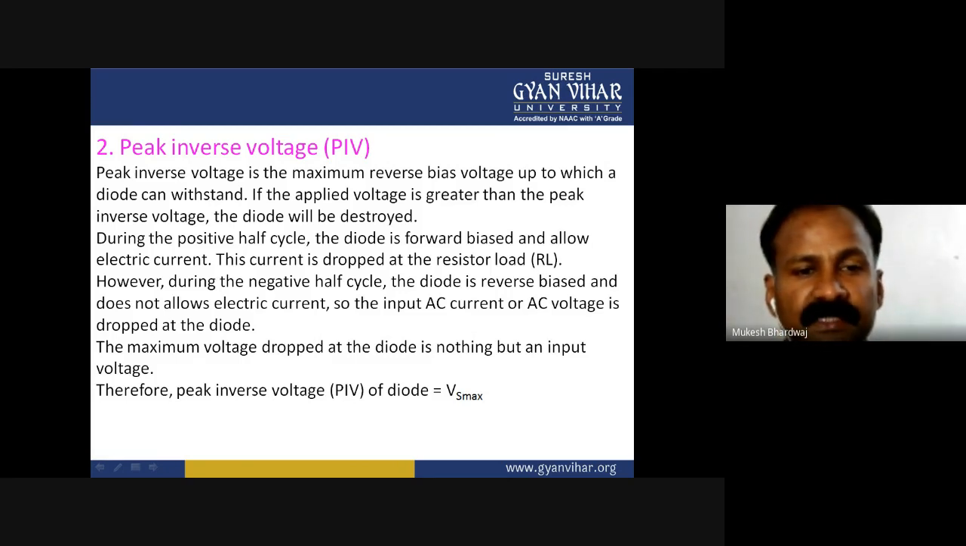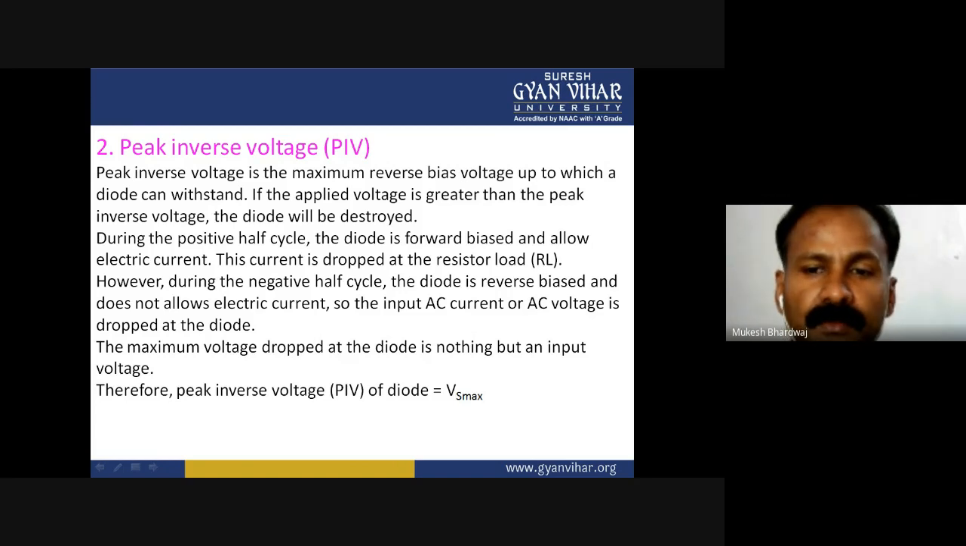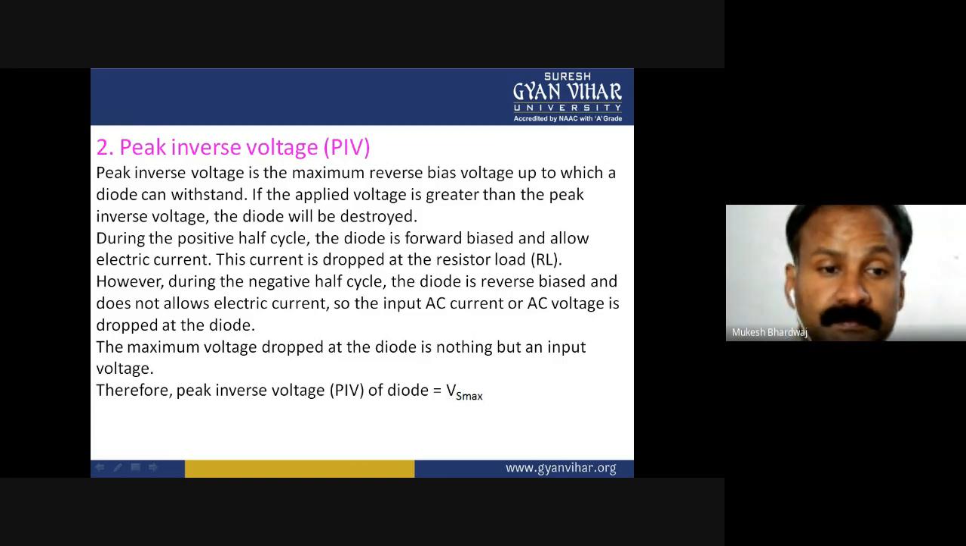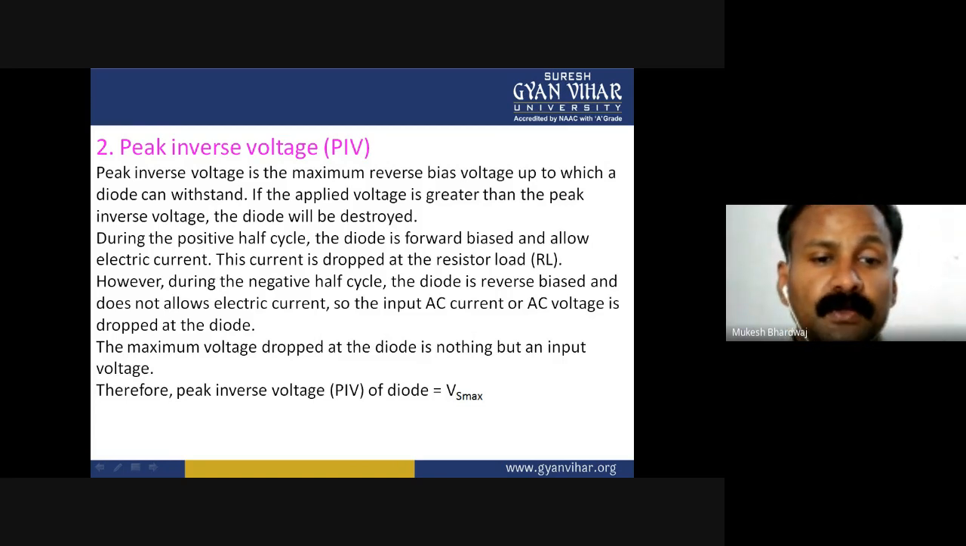During the positive half cycle, the diode is forward biased and allows electric current. This current is dropped at the resistive load RL. However, during the negative half cycle, the diode is reverse biased and does not allow the electric current, so the input AC voltage is dropped at the diode. The maximum voltage drop at the diode is nothing but the input voltage. Therefore, the peak inverse voltage of the diode is equal to Vs maximum.